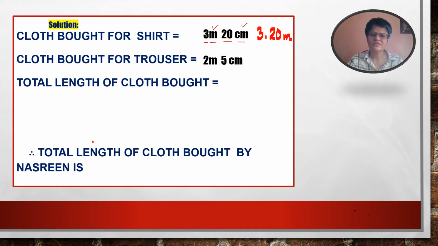After that, I have to convert 2 meter and 5 centimeter. So what will I do? I will do the same thing, that my greater unit number will become the whole number. So I'll write 2 and after that I will write point.